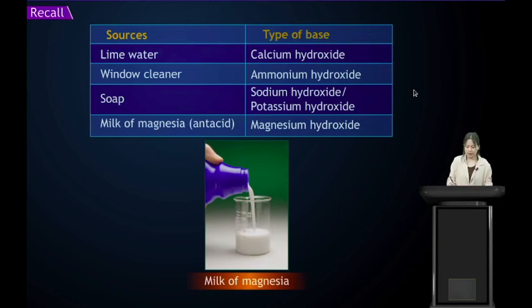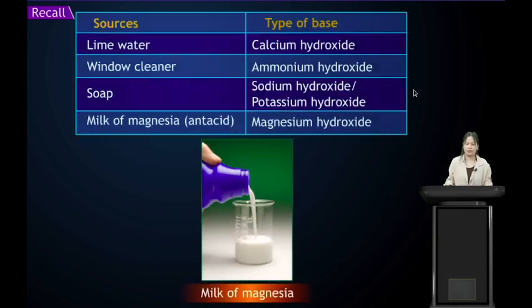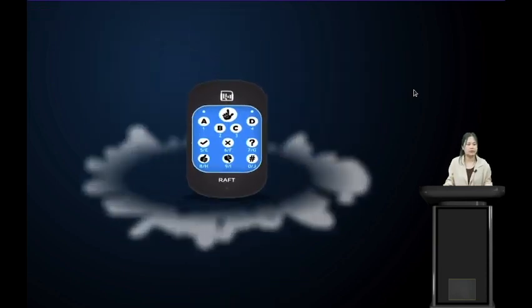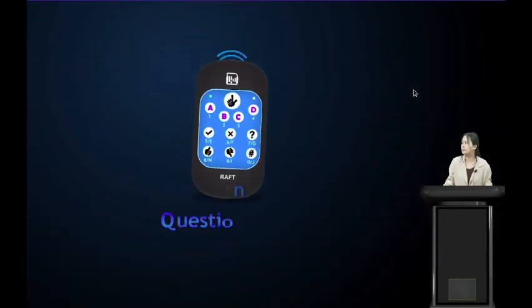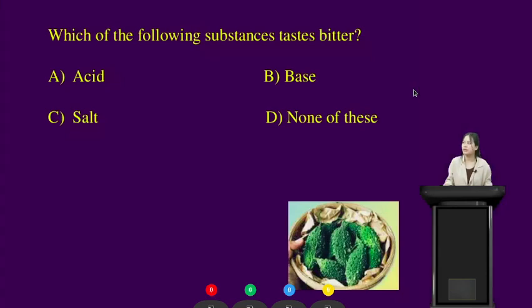Let us answer the first question for today. Please get your rough devices ready, students. The question is, which of the following substances taste bitter? I'm giving you 15 seconds for this question. Your time starts now. Which of the following substances taste bitter? Option A is acid, option B is base, option C is salt, option D is none of these.